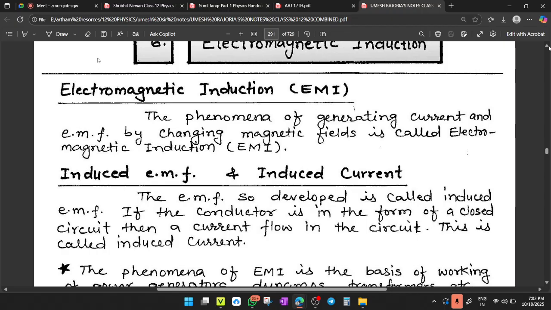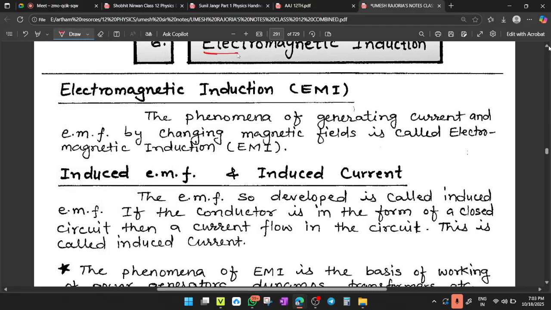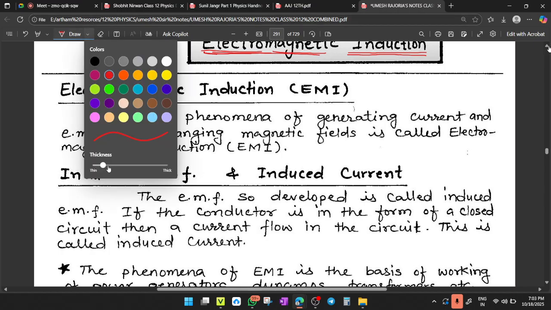We're starting the topic here, electromagnetic induction. Both the words are here, electro as well as magnetic. Simultaneously two words are here. One is electro, second one is magnetic, and something is called induction. So first thing, do you know what is induction?